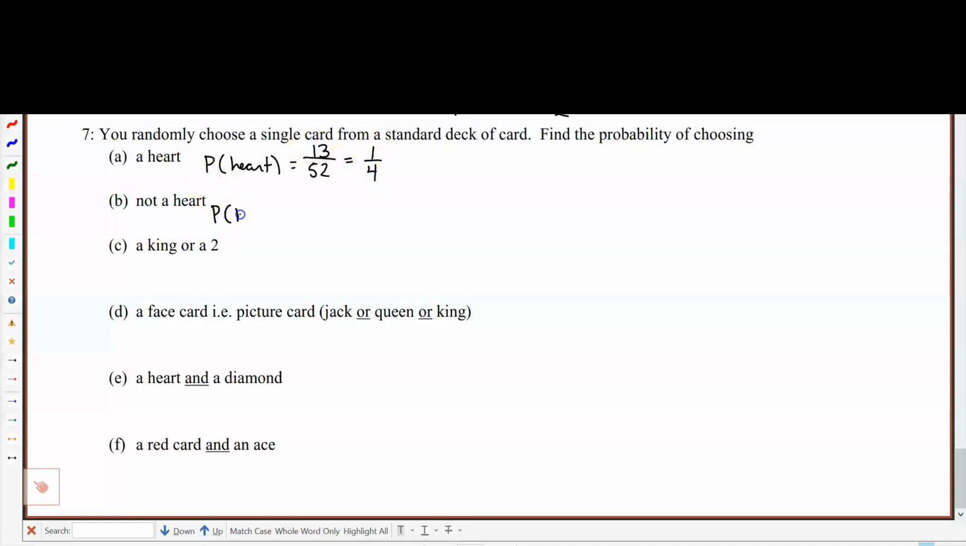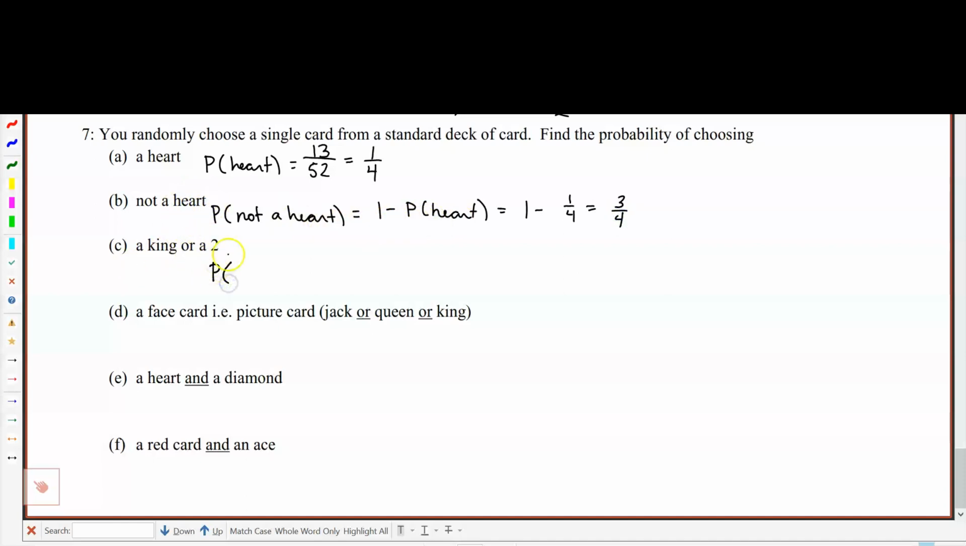What's the probability that the card is not a heart? Well, we could do 1 minus the probability it was a heart. So 1 minus 1/4 is 3/4. That's just one approach to computing this probability.